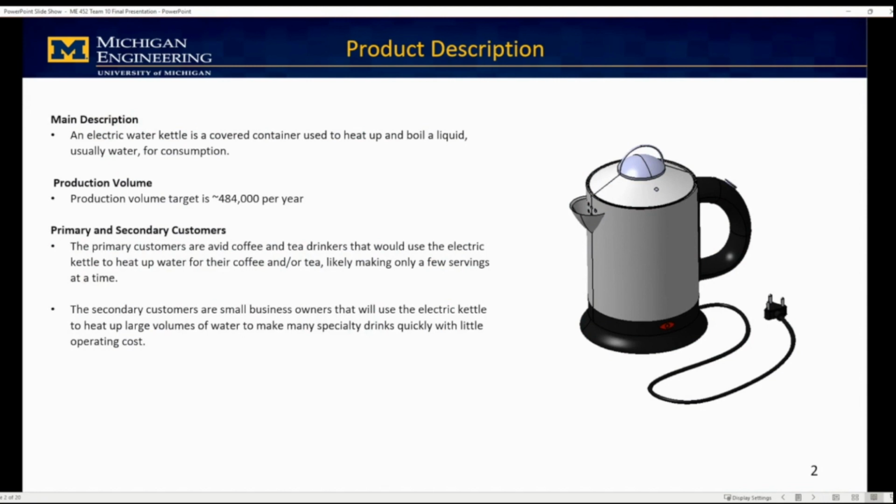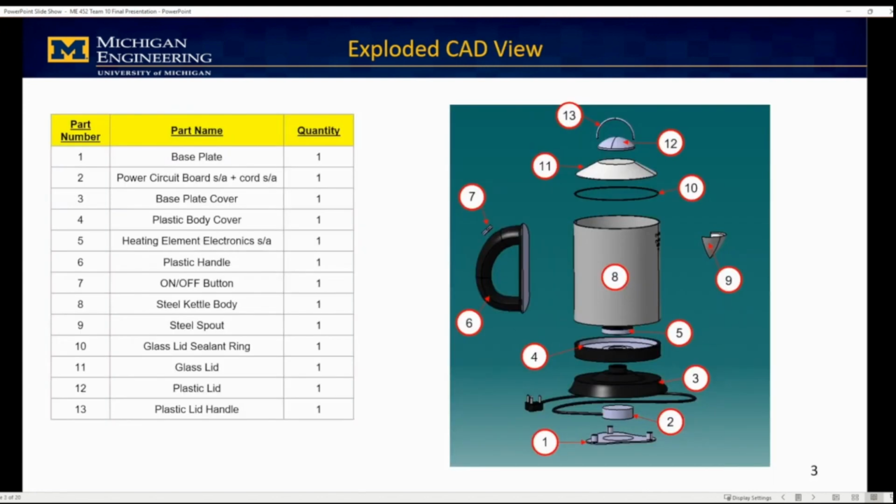Our production volume target is approximately 484,000 units per year. Our primary customers are avid coffee and tea drinkers that will use the electric water kettle to heat up water for their coffee and or tea, likely making only a few servings at a time. And our primary secondary customers are small business owners that will use the electric kettle to heat up large volumes of water to make up many specialty drinks quickly with little operating cost.